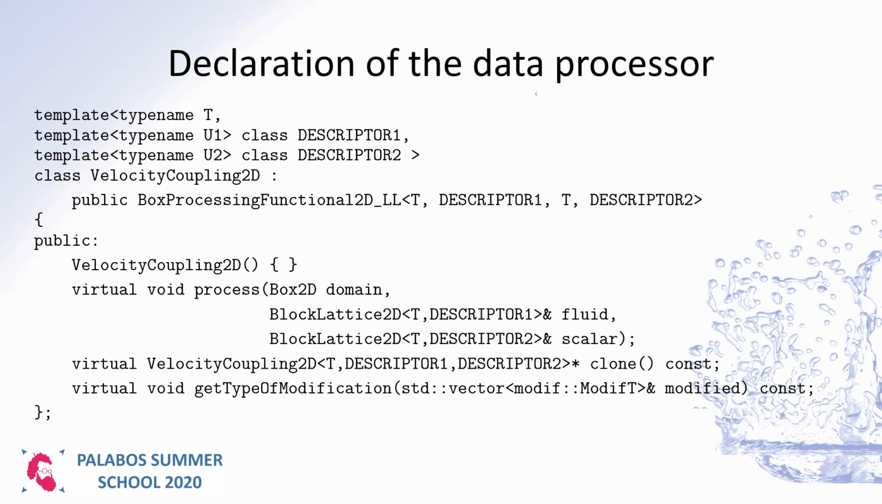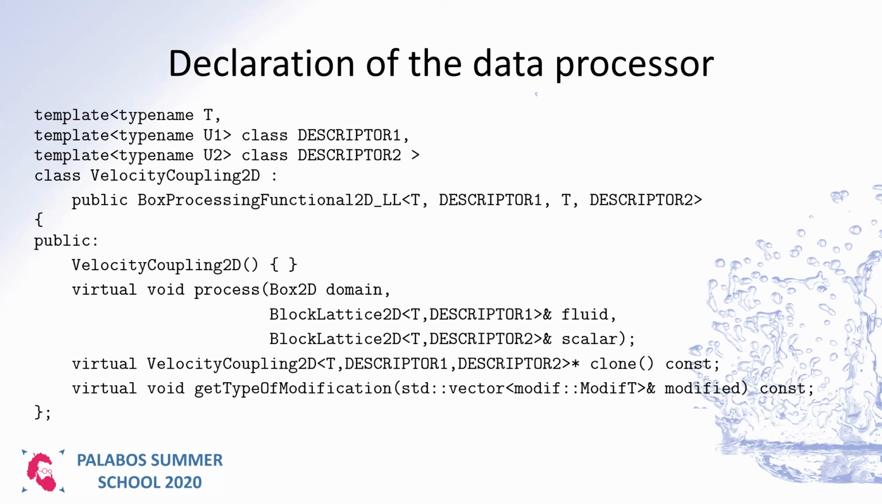It is a bit of a complex template because it works on two lattices, each of which has its own descriptor. So you are going to say that there is a generic type T, which is the floating point type, double precision or single precision. And then there is a descriptor for the first lattice and a descriptor for the second lattice. And there are four methods inside this class.